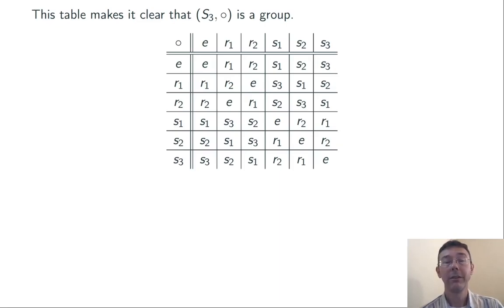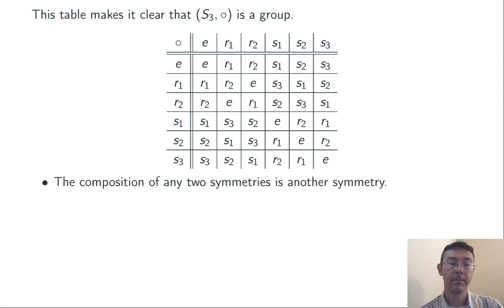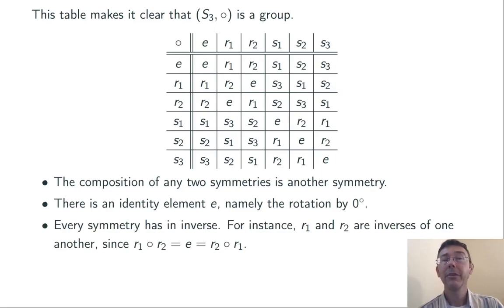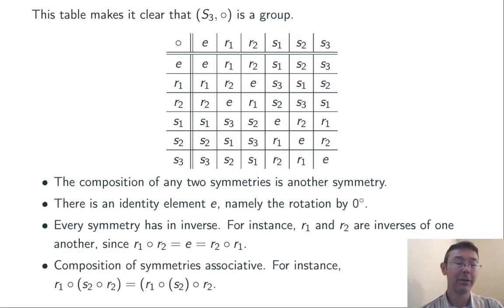Taking all of this together, we can see that S3 with the operation of composition is a group. The composition of any two symmetries is again a symmetry. There's an identity element, E, namely the rotation by 0 degrees. Every symmetry has an inverse. For instance, R1 and R2 are inverses of one another, rotating by 120 degrees and rotating by 240 degrees. No matter which order you compose those, you get the identity rotation by 0 degrees. Finally, composition of these symmetries is associative, as you can check by hand.